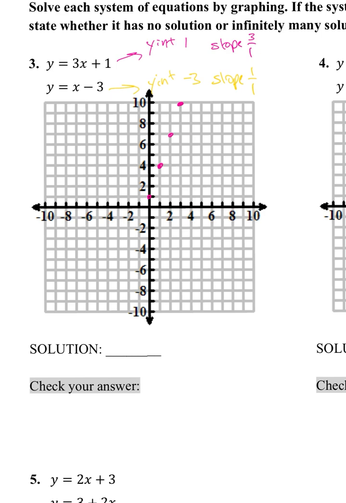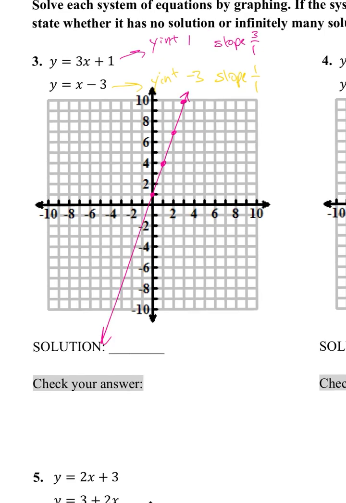Okay, let's go ahead and plot the points for the second line. So my y-intercept is -3, so from the origin, I'm going to go straight down. My slope is 1 over 1, so up 1 over 1, up 1 over 1, up 1 over 1, and so on and so forth.